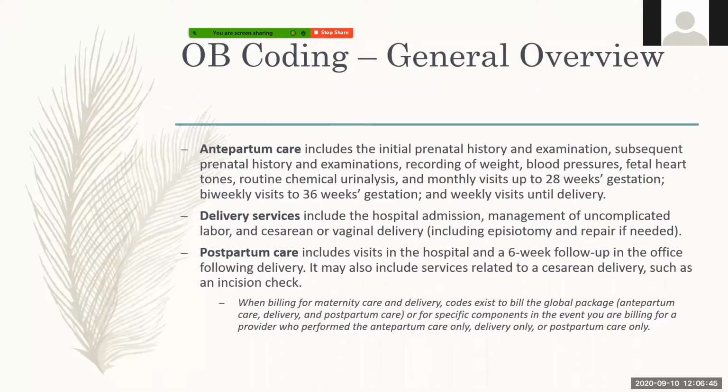Delivery services include that admission to the hospital, management of what they would term an uncomplicated labor, and we'll talk about there are some designations for other complications, and then either a C-section or vaginal delivery. They do lump in episiotomy and any laceration and repair as part of the services under delivery.